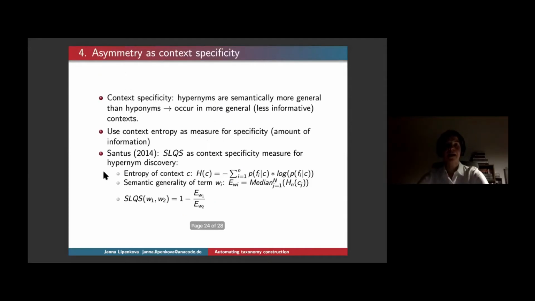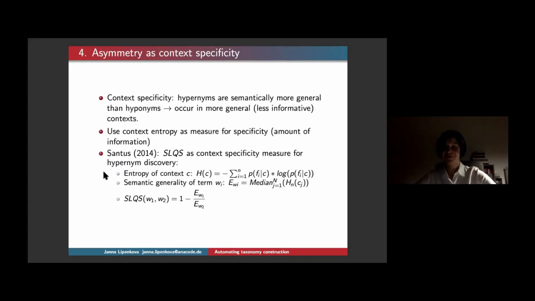And this is why here we add our first step, which is basically about using asymmetry to determine the directionality and the specificity in a specific candidate pair. So what is the main assumption here? It is that hyperonyms are the higher level categories in our taxonomy, so they're also semantically more general than the hyponyms, and thus they're also assumed to occur in more general and less informative contexts, whereas the hyponyms occur in more specific contexts. And this is something that can be measured and evaluated using context entropy as a measure for the specificity of each of the terms.